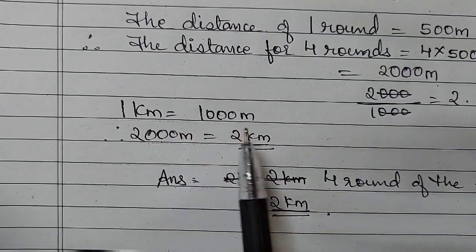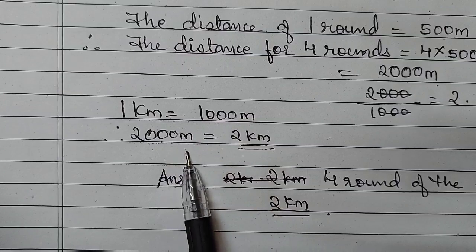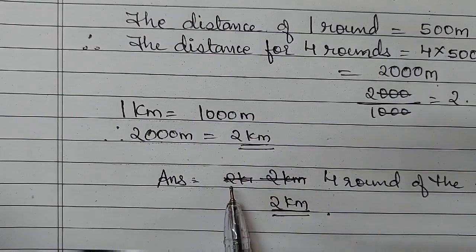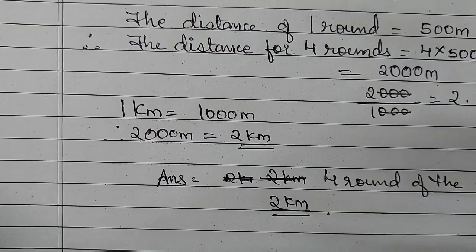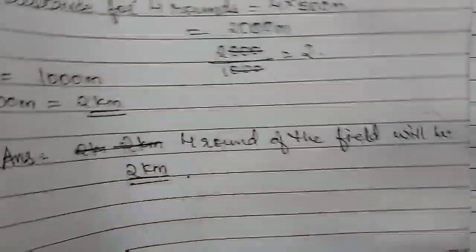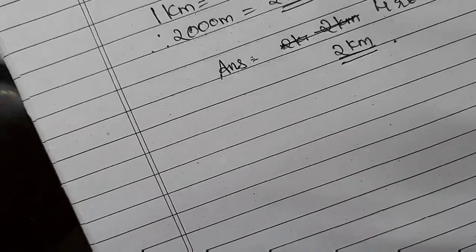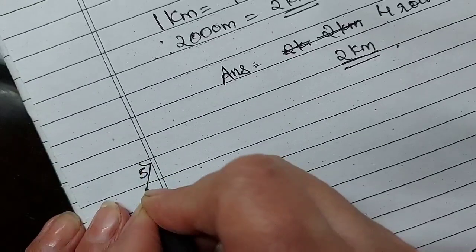1 kilometer is 1000 meters. Therefore 2000 meters will be 2 kilometers. So the final answer will be: 4 rounds of the field will be 2 kilometers. Right children? Understood? Moving towards the 5th sum.